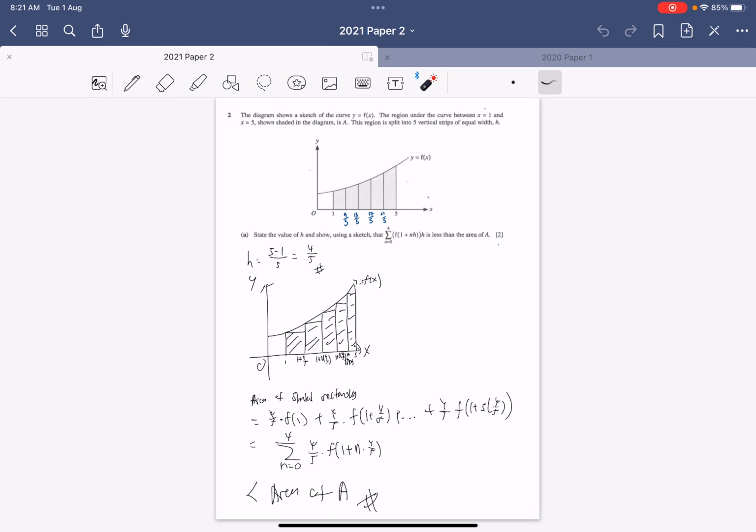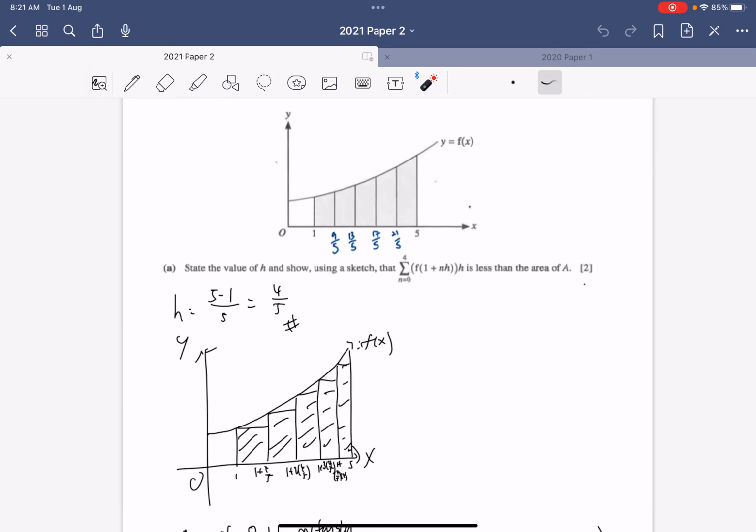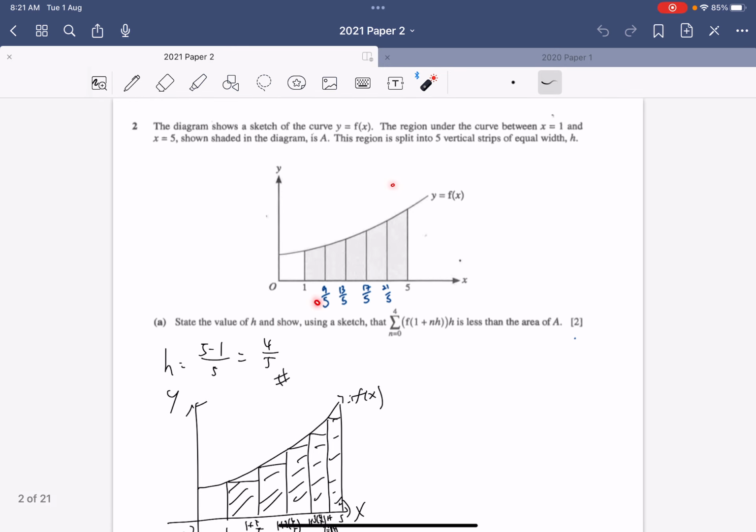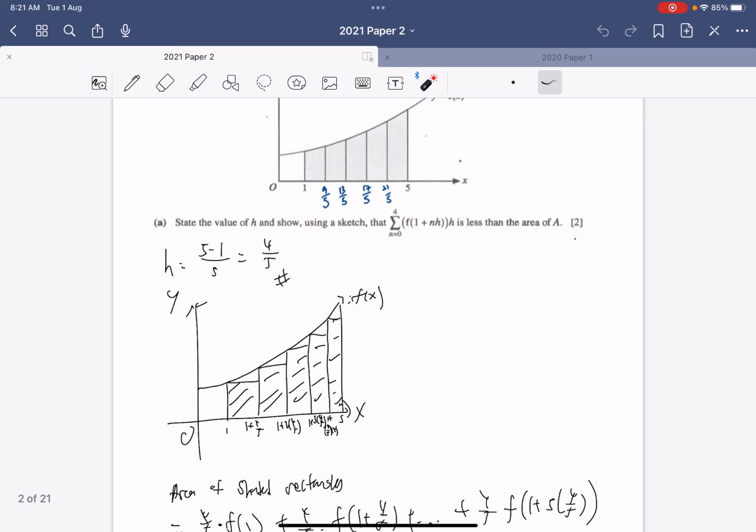For question 2, it tests you on your understanding of integration, as the definite integral being the area under the curve. So what does that mean? Well, the first part is simple. They ask you to state the value of h, and h is just the width. So you just take 5 minus 4, then you just count 1, 2, 3, 4, 5. So there are 5 parts. So it's just 4 over 5.